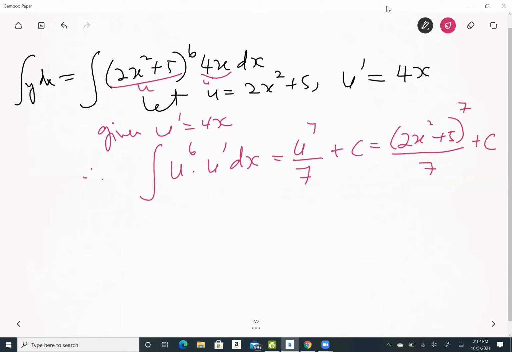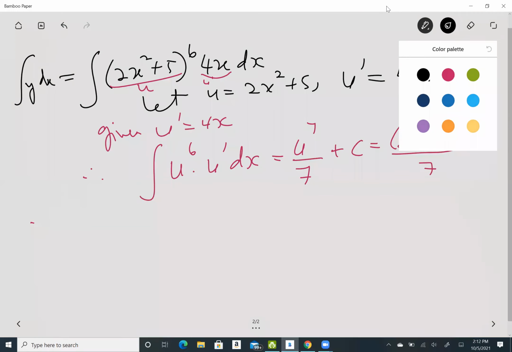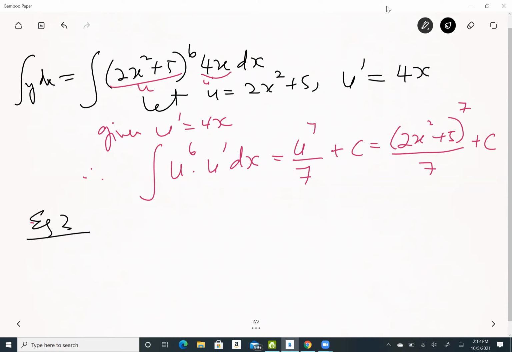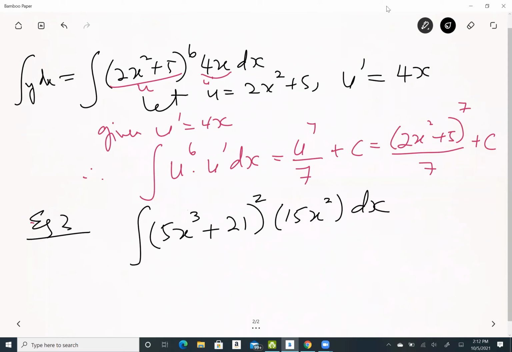Now, we look at another example. I give you example number 2. Example 2: if I have the integral of (5x cubed plus 21) raised to the power of 2, and then here I have 15x squared dx. So now find the integral.